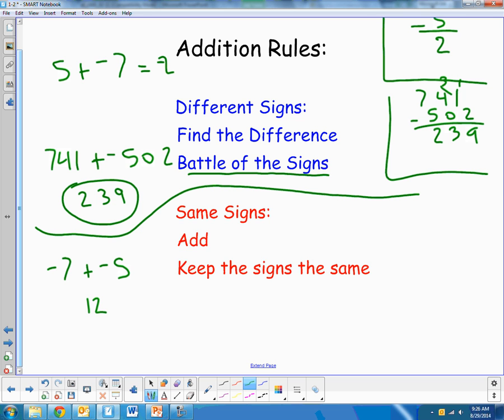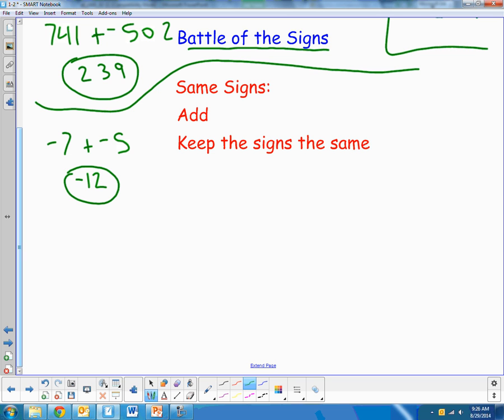Some of you are going to mix this up with your multiplication rules. Don't do that. If it's addition, we add and we keep the sign the same. A negative plus a negative is negative when we are adding. Do not confuse that with multiplication rules. Different operations, adding and multiplication, different rules. So it ends up being a -12. If you are -$7 and you borrow $5 more, you now owe $12. So that makes sense.